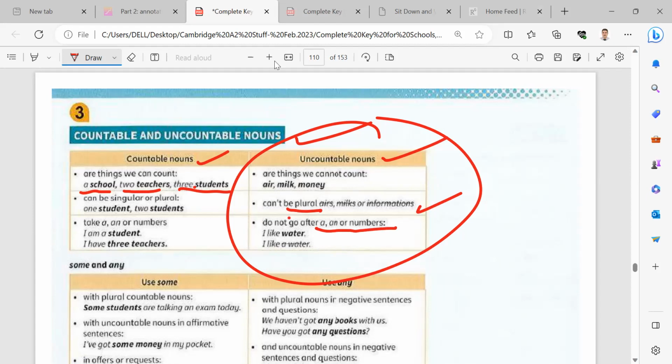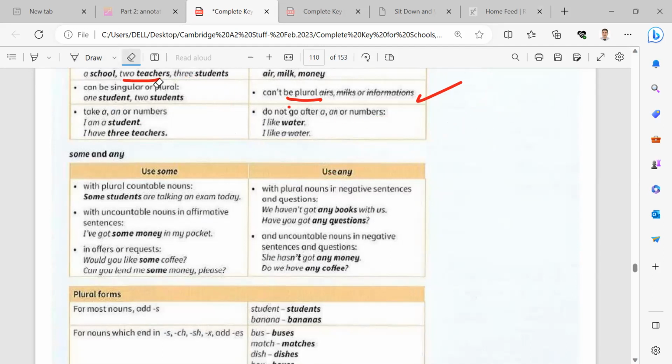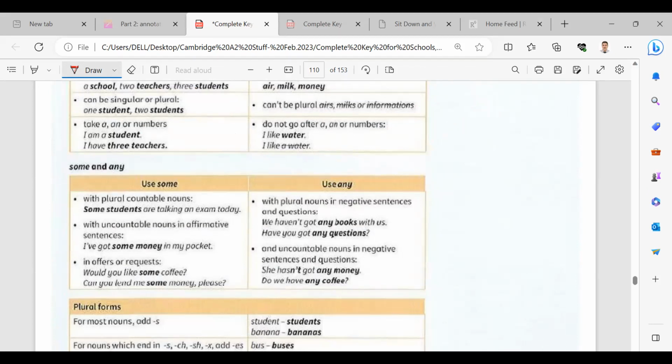Okay, Nawaf? Now some and any. As you know, we use some with countable nouns and uncountable nouns, both. But the sentence must be positive. Teacher, can we use some and any with countable and uncountable nouns, all of it? Yes, you are right.